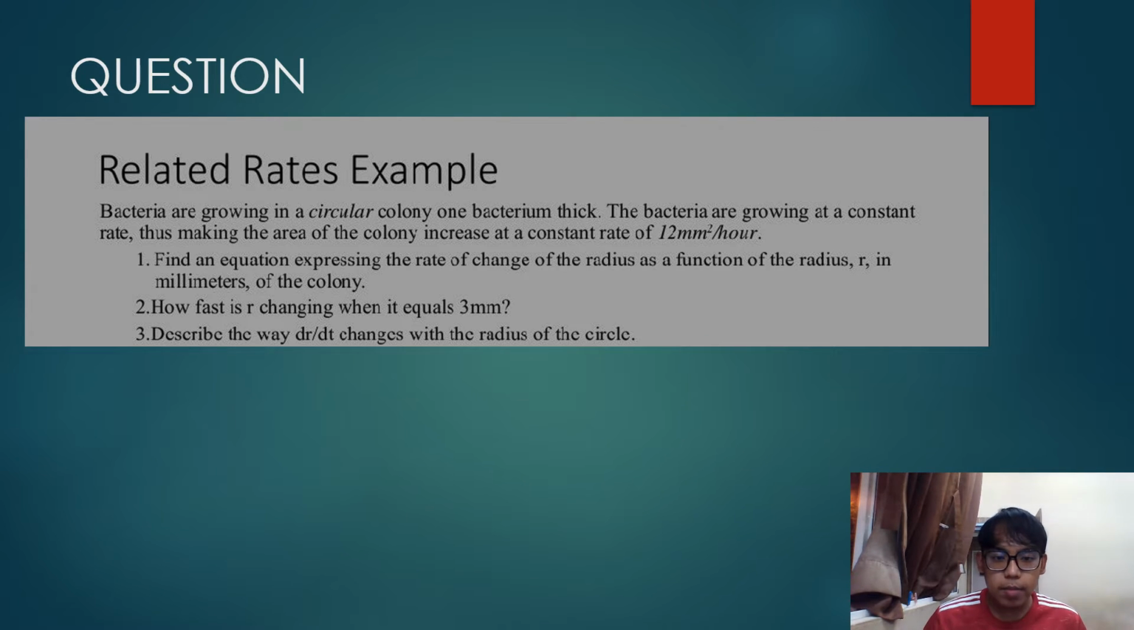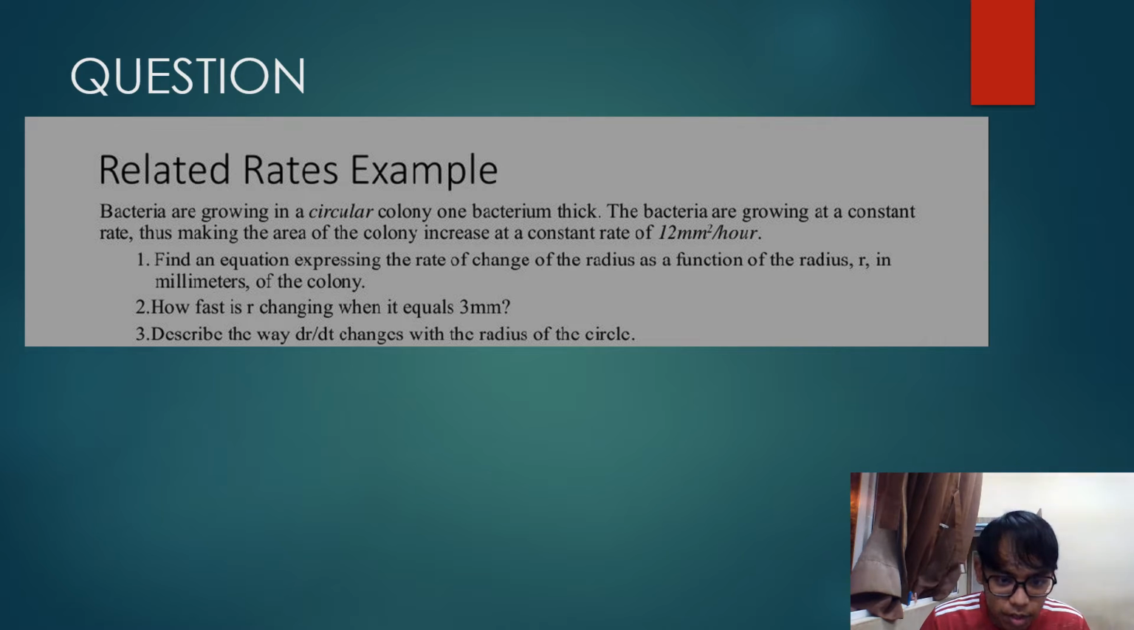Mat183 Calculus. Now we are looking at an application in biology, showing an example from the question list. Bacteria are growing in a circular context. The bacteria are growing at a constant rate, thus making the area increase at a constant rate of 12 millimeters square per hour. So from that line, we know that dA over dt is 12 millimeters square per hour.